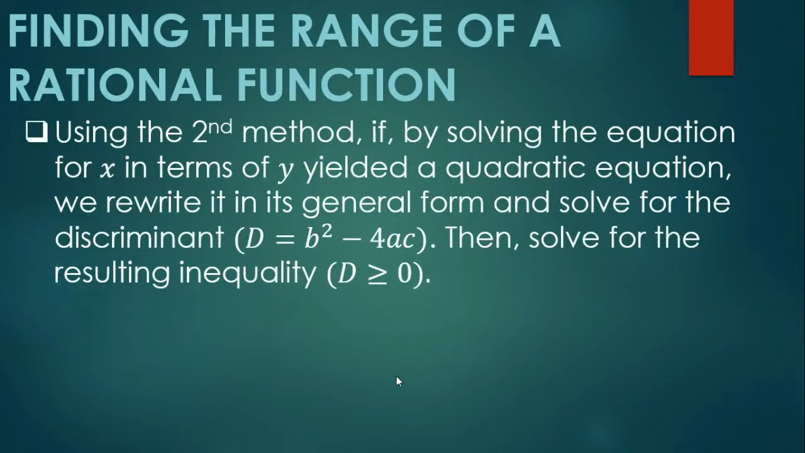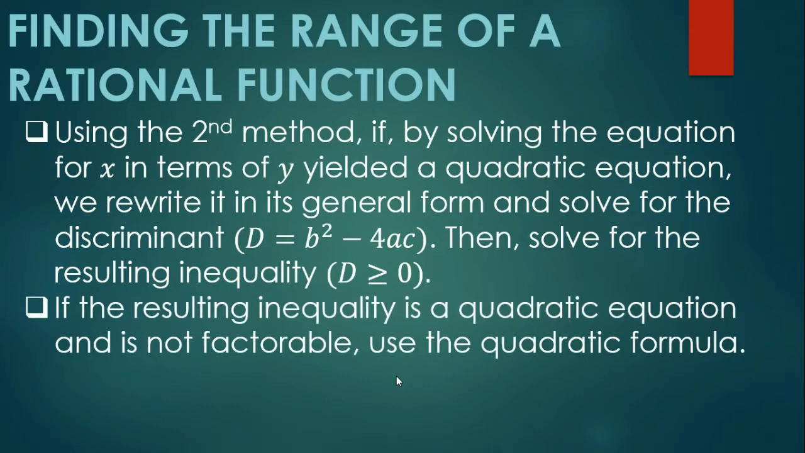So using the second method, if by solving the equation for x in terms of y yielded a quadratic equation, we rewrite it in its general form and solve for the discriminant. The formula for the discriminant is d is equal to b squared minus 4ac. Then, solve for the resulting inequality for d, which is greater than or equal to 0. So, bakit siya greater than or equal to 0? Kasi pag nag-negative yan, wala siyang roots. Imaginary yung kanyang roots. Understood?